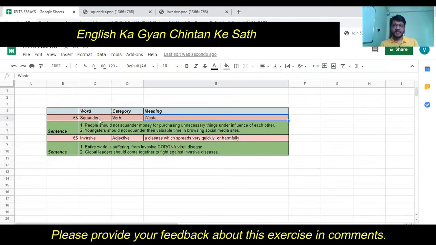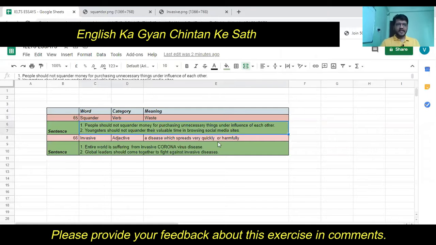So whenever we use waste, that can be replaced. Instead of using waste, you can now use the word squander to make sure that you are communicating in a better way with some different kind of words, not a normal word like waste. So I hope you understand the meaning of squander. Squander means waste, simply waste.